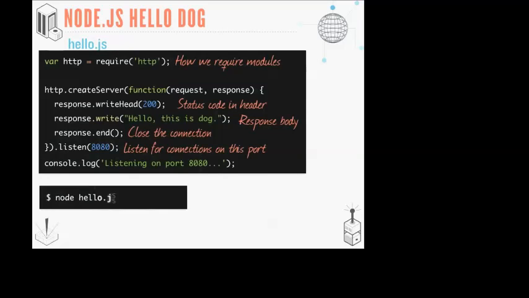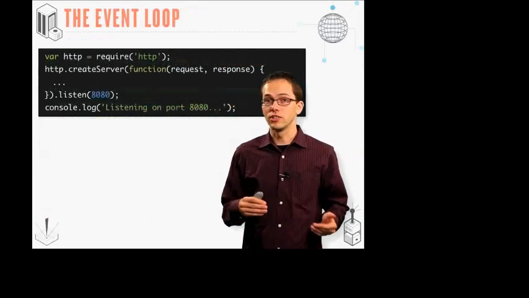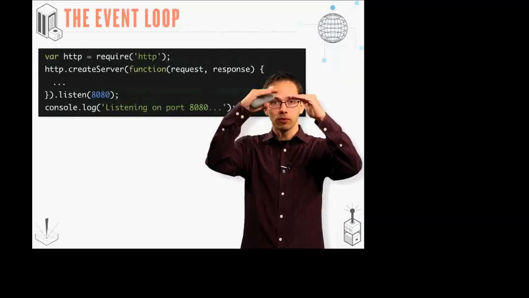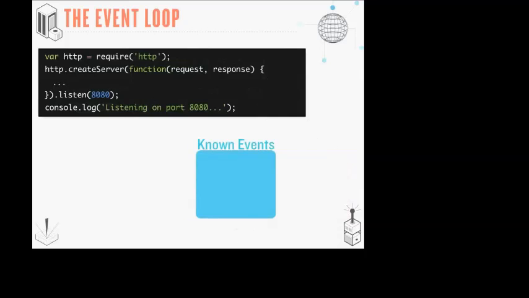And then to ensure our server is running, we're simply going to log out "listening on port 8080." We run the server on our command line, and we're going to see that it prints out "listening on port 8080." Then if we use the curl command line tool to hit the server, it's going to return to us, "hello, this is doc." We could also just call up our browser and go to that port, and we would get the same result.